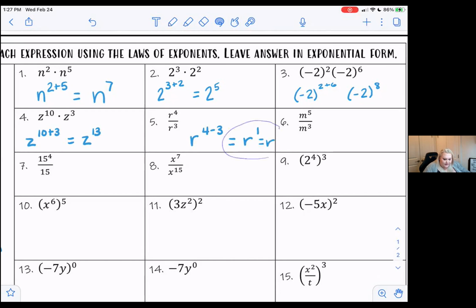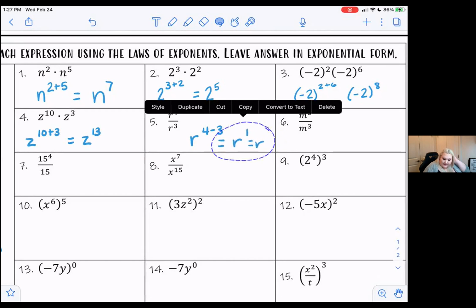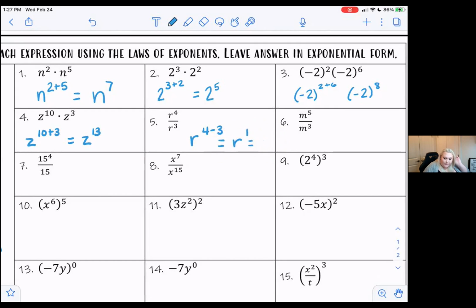Let me scoot that over so we can see it a little better. Just as R. We don't have to write any exponent at all. We can just leave it alone. M to the fifth over M to the third. We're going to do M to the 5 minus 3 to get M to the second power.